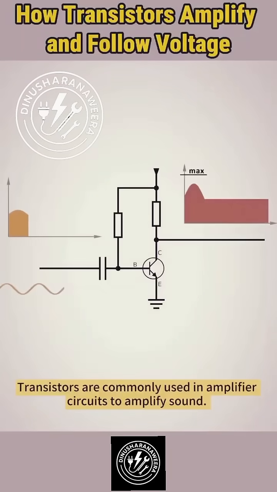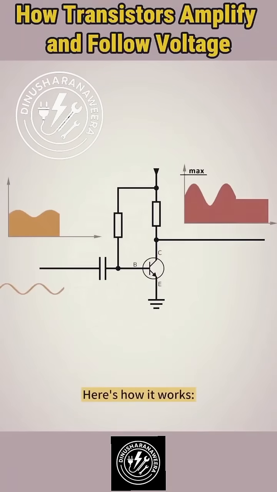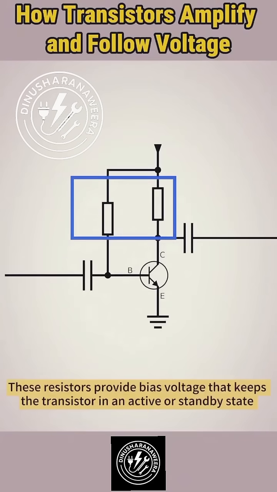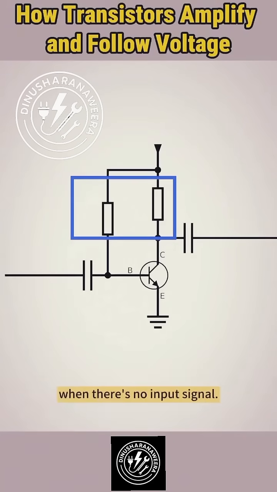Transistors are commonly used in amplifier circuits to amplify sound. Here's how it works. In this setup, you'll find two resistors connected to the transistor. These resistors provide bias voltage that keeps the transistor in an active or standby state when there's no input signal.